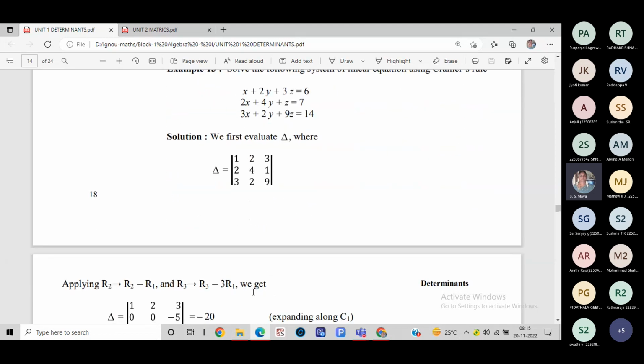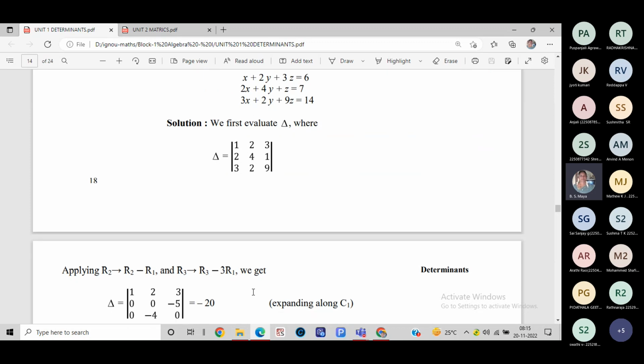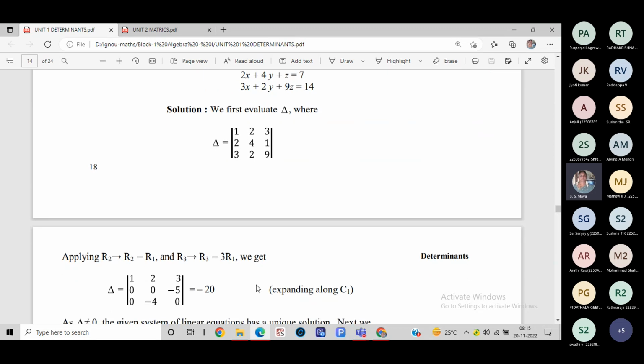After representation of delta, you can apply the row elimination method or directly find the value of delta. Clear? Delta is 0 or non-zero? Delta is non-zero. Then we can find x, y, z, right? First we have to find x. What is the formula for x? x is equal to delta x by delta.